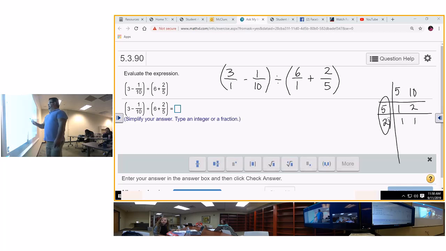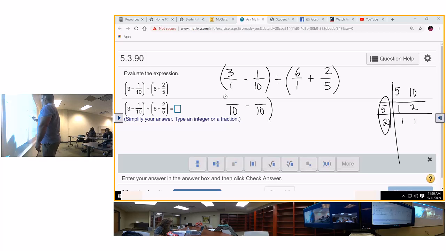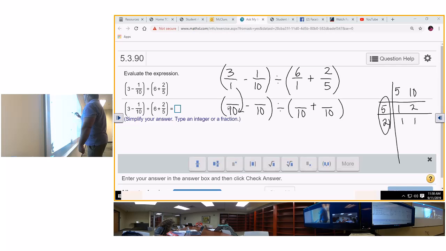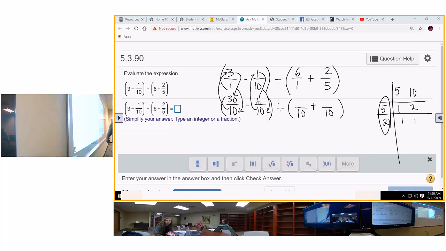I'm going to put a 10 here, a 10 here, a 10 here, and a 10 here. 1 will go into 10, 10 times. 10 times 3 is 30. 10 will go into 10 one time. 1 times 1 is 1.